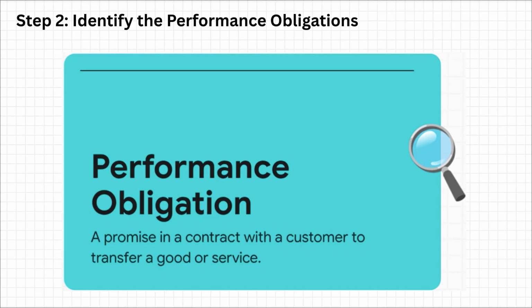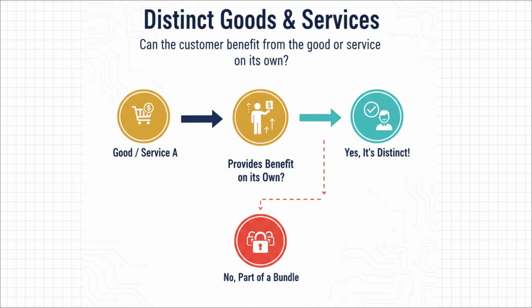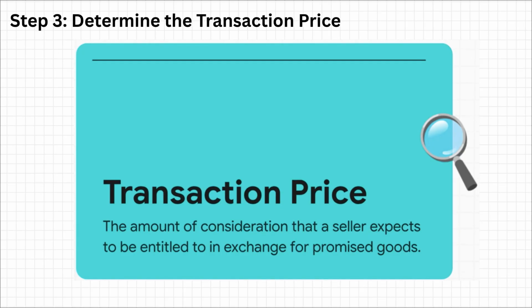Once you know you have a valid contract, the next step is to figure out what promises are inside that contract. Performance obligations are just a fancy way of saying, what did the company promise to deliver? A good or service is distinct if the customer can benefit from it on its own and it's separately identifiable in the contract. For example, a phone company sells a handset plus monthly service. Two distinct promises. But if you're selling customized machinery plus installation, and the two can't really be separated, that's one combined performance obligation.